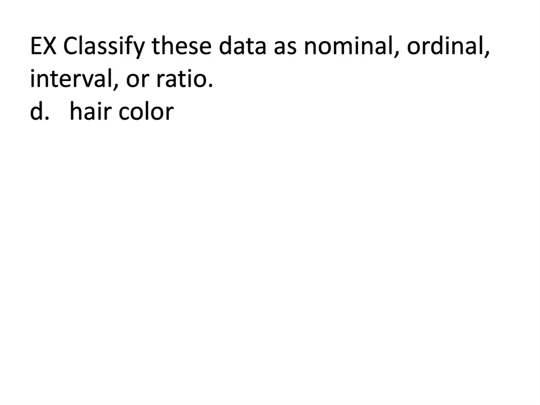How about hair color? Nominal. So it's just a category. You can't say one hair color is greater than another. How about age? Age would be ratio. Someone who's 12 years old is greater than somebody who's 6 years old, certainly. In fact, that person is twice as old. Notice there's a ratio there. You can be twice as old as somebody. Personality, again, that's nominal.